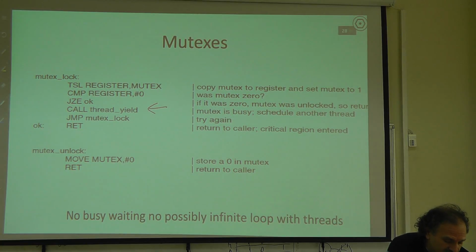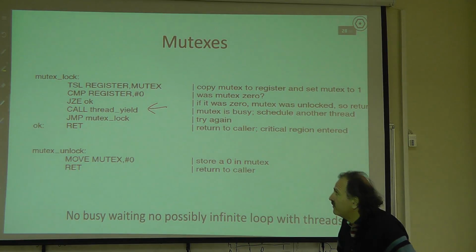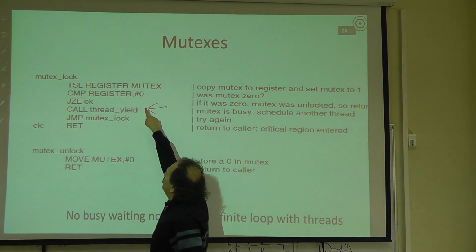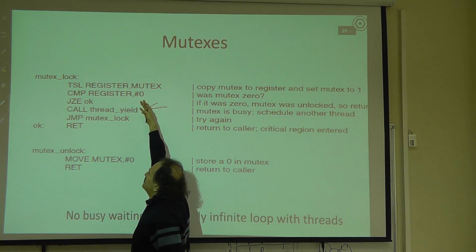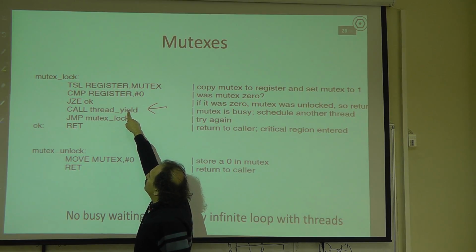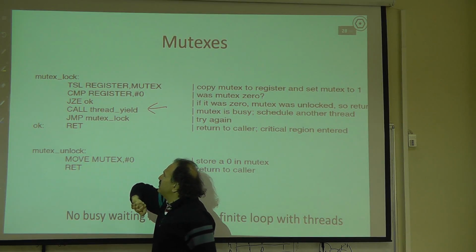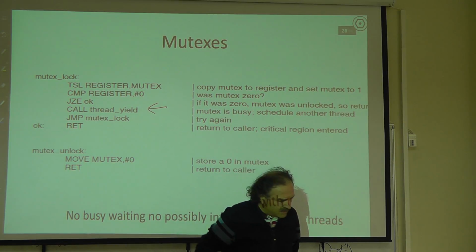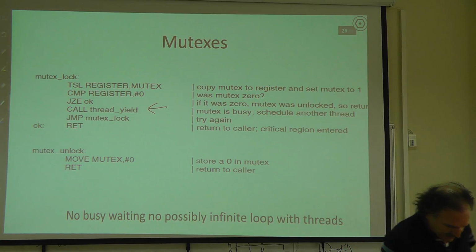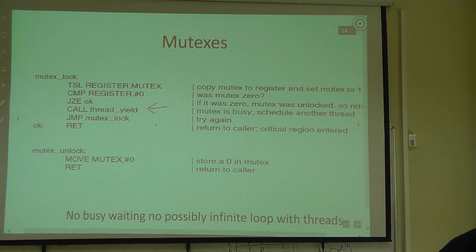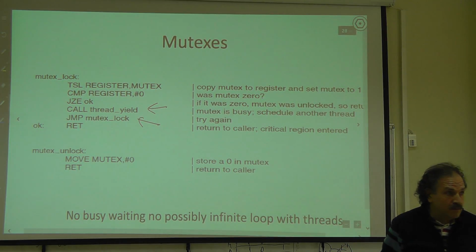What does thread yield do? It lets other threads use the CPU. It blocks itself voluntarily and lets other threads continue, because if I am here, that means that I compared the register value with 0 and it is not 0. Then I come here, call thread yield. So when I reach this jump mutex lock statement, what happens? How do I reach here? Try again. What?